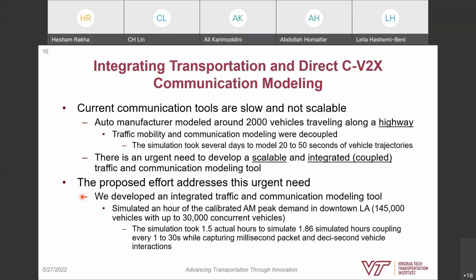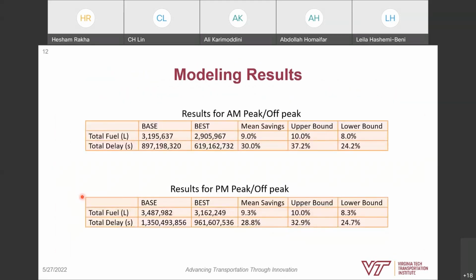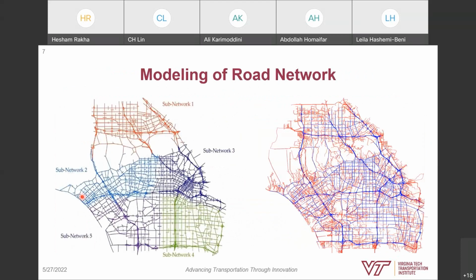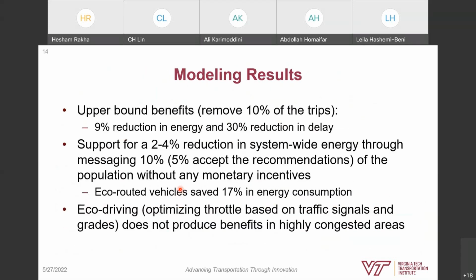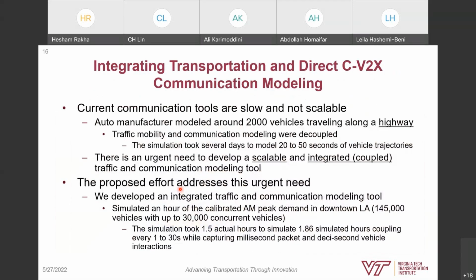And so we developed this integrated framework where we tested it on just subnetwork number 3. So this is this one here, the downtown Los Angeles. So we tested it on this area here. And this is 145,000 vehicles in 1 hour, with approximately 30,000 vehicles concurrently on the network at the same time. And we were able to run 1.86 hours of simulated time in 1.5 hours of real time. So we're running it faster than real time.